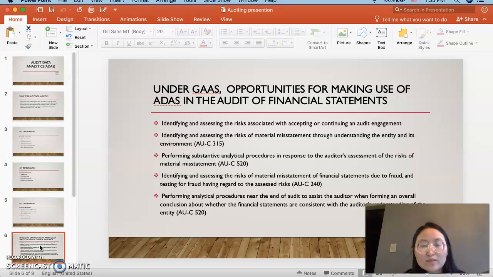This includes performing preliminary analytical procedures as well as evaluating the design and the implementation of internal control and testing their operating effectiveness.